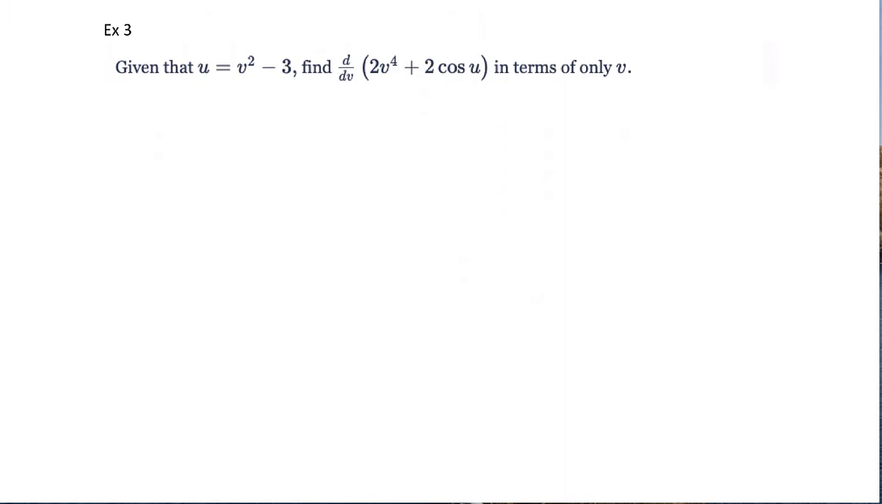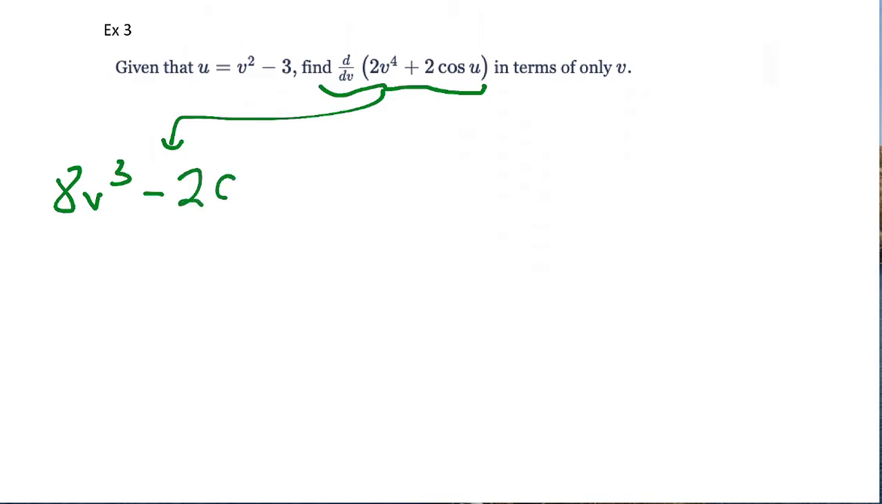Okay, now if you're back with me, I'm going to go through this one and I'm going to write this down. So if I take this first thing and I differentiate it in terms of v, I would have 8v cubed minus 2 cosine u times u prime. Now, u prime is the same thing as du over dv.